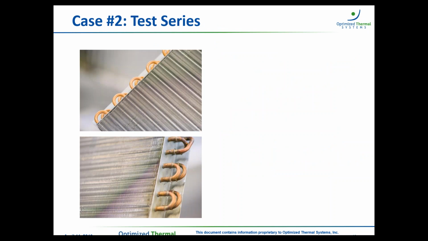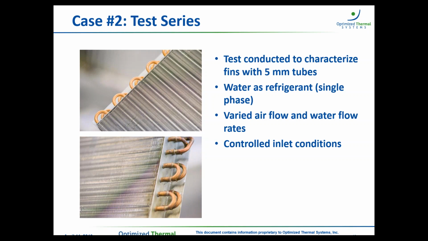In this next example, rather than showing how to tune a heat exchanger model for one single test point, we're going to look at what happens when we have a whole series of test points for a particular heat exchanger. So in this case, we'll talk about tests that were performed on some tube fin heat exchangers with 5mm tubes. They have water being used as the refrigerant in liquid phase, and this is common practice when we want to determine heat transfer coefficients of a tube fin surface.